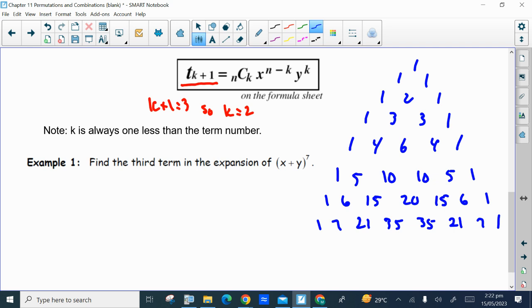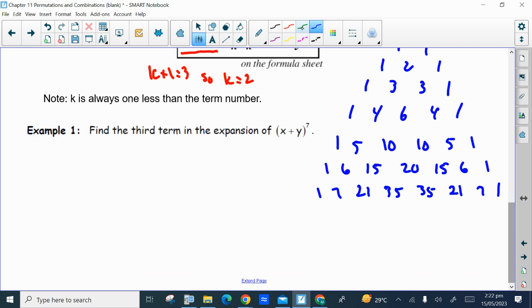So there's another way you know which row you need to stop at. One way is that there's always one more term than n. So we need 8 terms, so we have to have 8 numbers, which we now have. The other way, the second number matches the value of n. So we'll start with our coefficients. 1, 7, 21, 35, 35, 21, 7, 1.